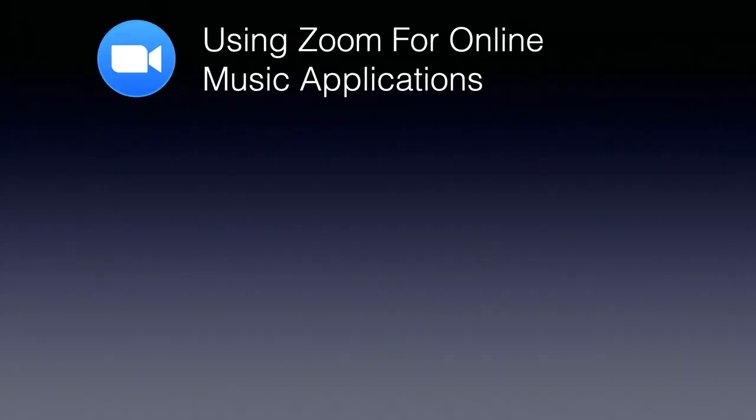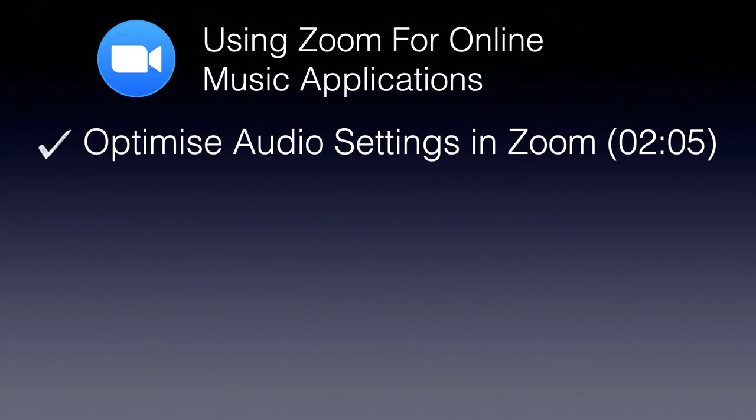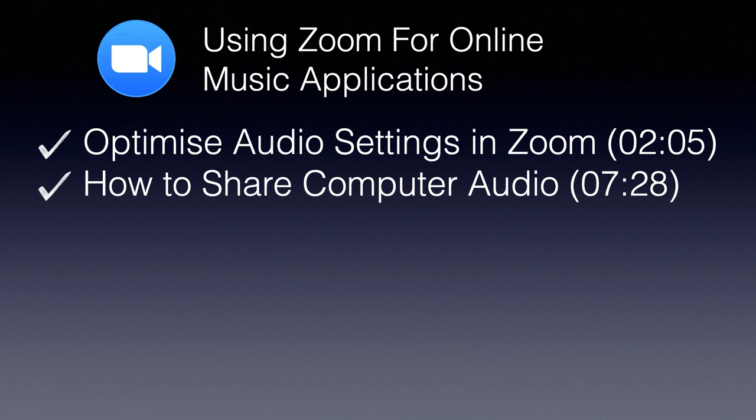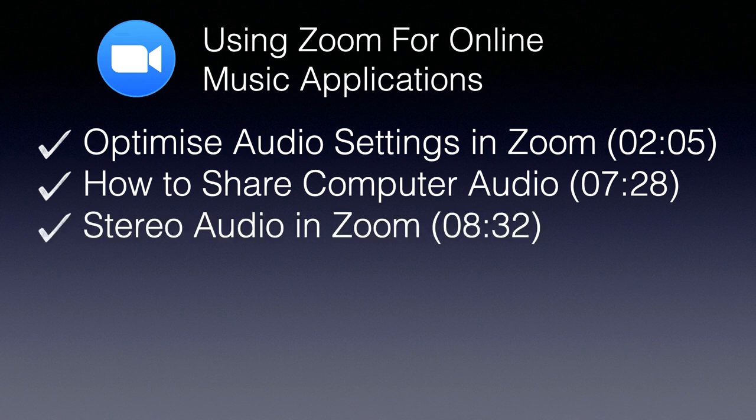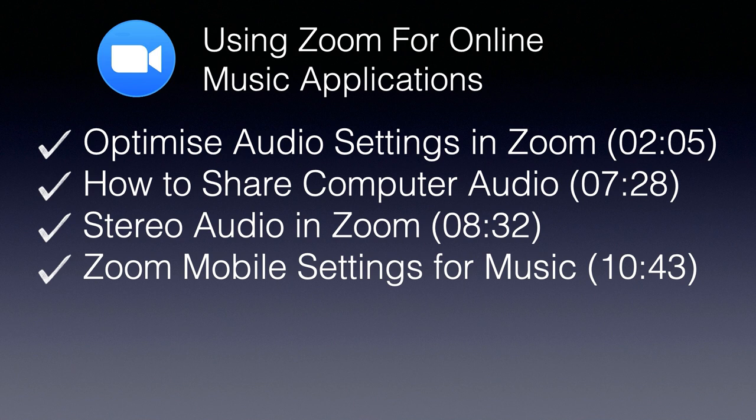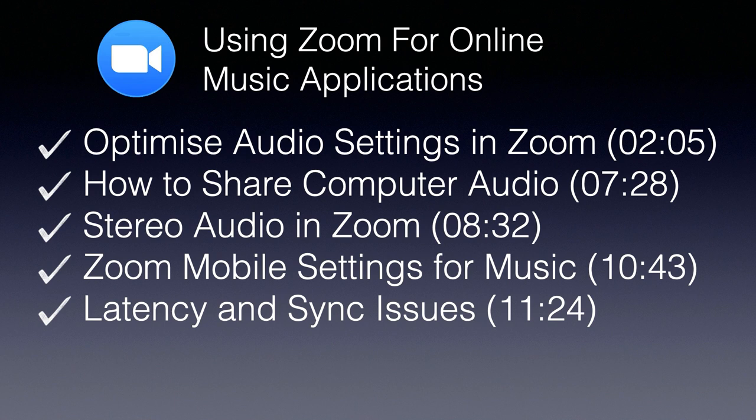This video is divided into a few sections. Firstly, how to optimize all the audio settings for music in Zoom, including all the advanced tweaks and that new high fidelity music mode. How to share audio files from your computer. How to stream in stereo, how to access the settings on a mobile device, and finally a quick look at the issue of latency in Zoom. Many people want to use Zoom for live jamming and collaboration. Unfortunately, this is not possible due to sync issues, but I do discuss a couple of resources and strategies you could use instead.